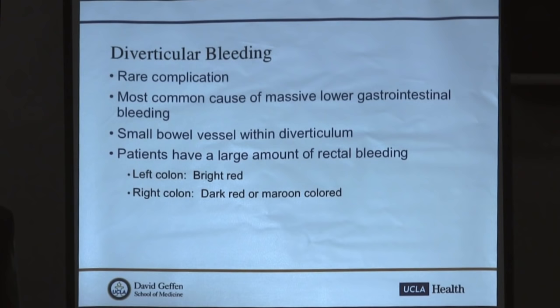Sometimes patients can have diverticular bleeding from the right colon. Then by the time the blood reaches the end, it darkens. So they may complain of dark or maroon colored stool.